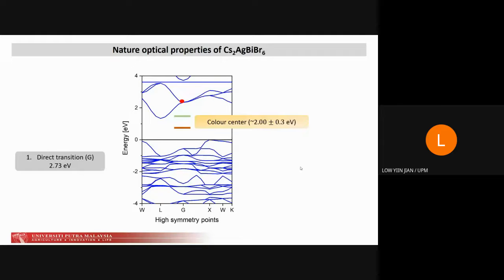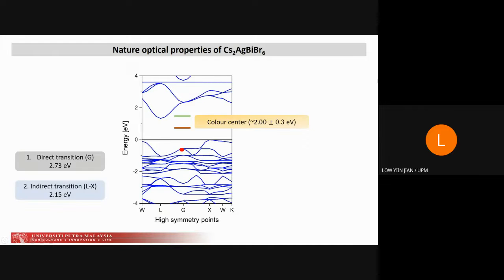And there's a color center with a value around 2 eV, with a FWHM of around 0.3 eV or 300 meV. And the exciton will be trapped before it recombines back. And the trapped exciton will further recombine with the holes in the VBM and emit the energy equivalent to the color center energy band gap.